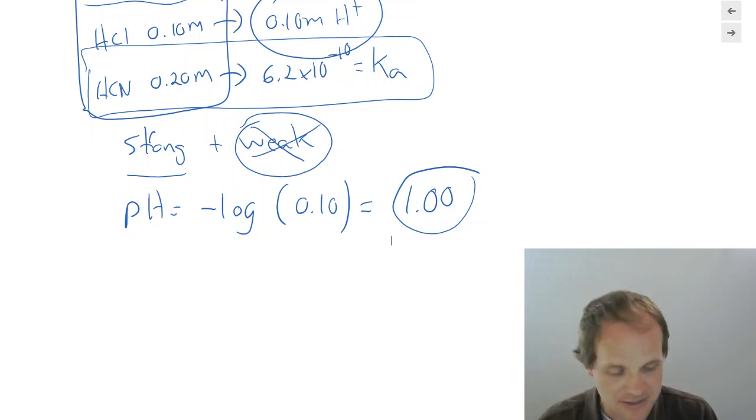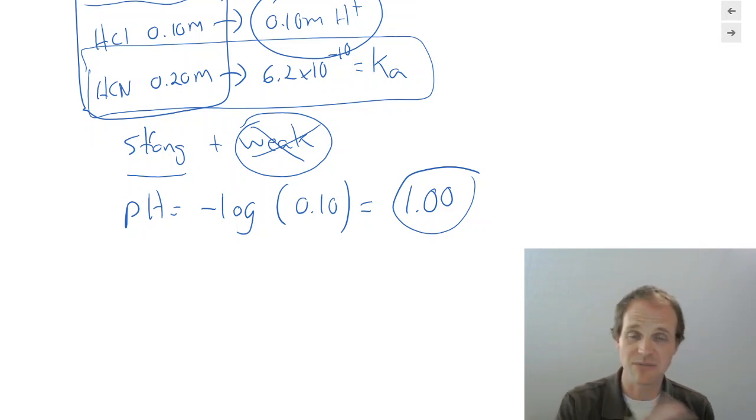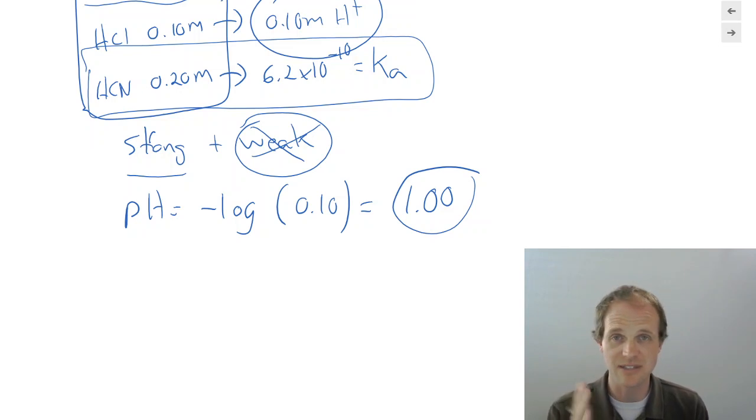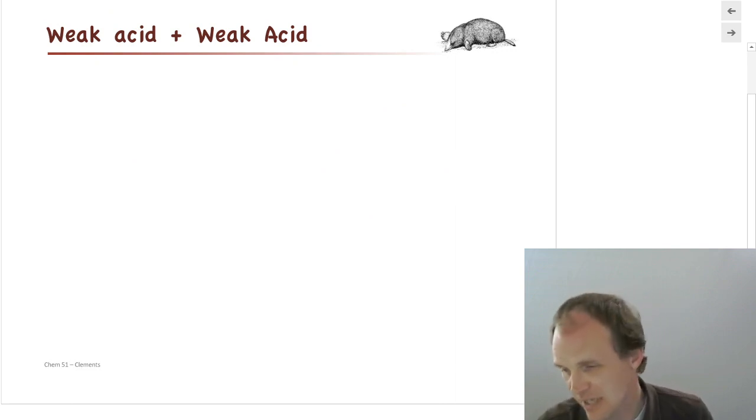All right, so two easy cases so far. Strong acid, you combine the two strong acids. Strong acid and weak acid, we ignore the weak acid, and we just use the strong acid. How about the case of a weak acid plus a weak acid?